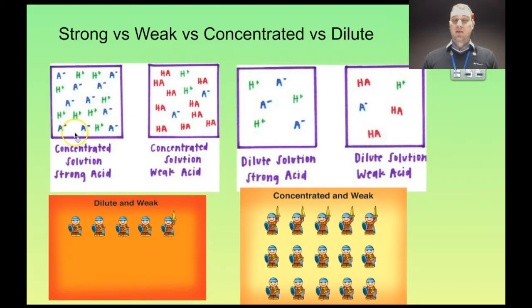Over here we have a concentrated strong acid solution. It's concentrated because there's lots of acid molecules in here. It's strong because all the acid molecules have dissociated. So we've got hydrogen ions and the acid minus ions, the leftover negative part of the acids.